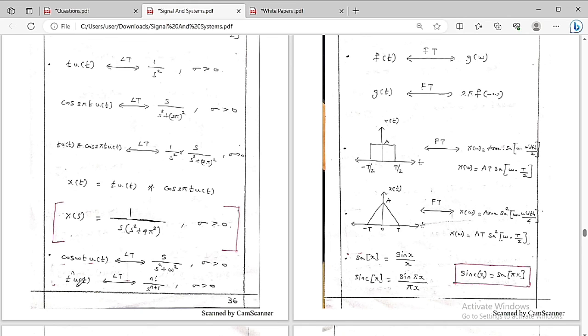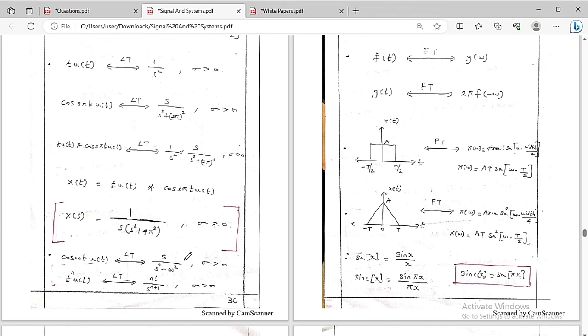Similarly, t to the power of n into u of t has the Laplace transform n factorial by s to the power of n plus 1, with an ROC sigma greater than 0. So these things you always have to keep in your mind. Therefore, for cos omega t into u of t the Laplace transform is s by s square plus omega square with an ROC sigma greater than 0, and for t to the power of n into u of t it is n factorial by s to the power of n plus 1 with an ROC sigma greater than 0. By using these two formulas only, we have got this one.